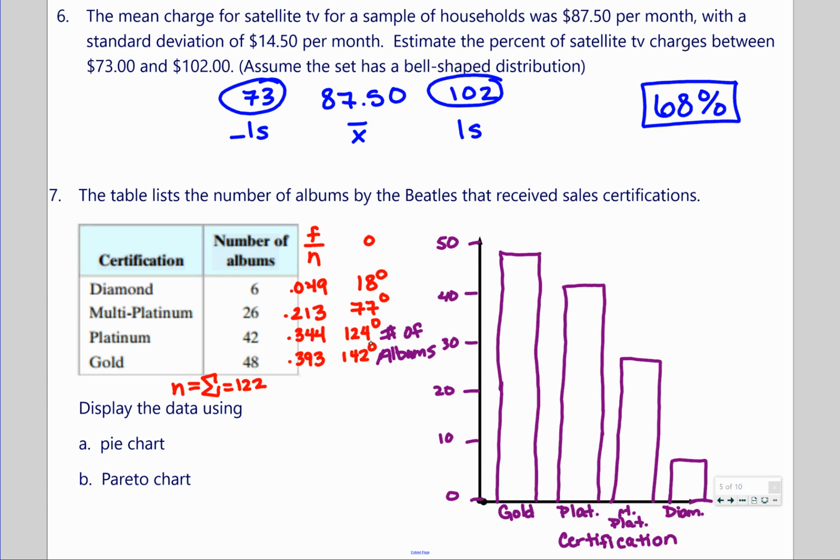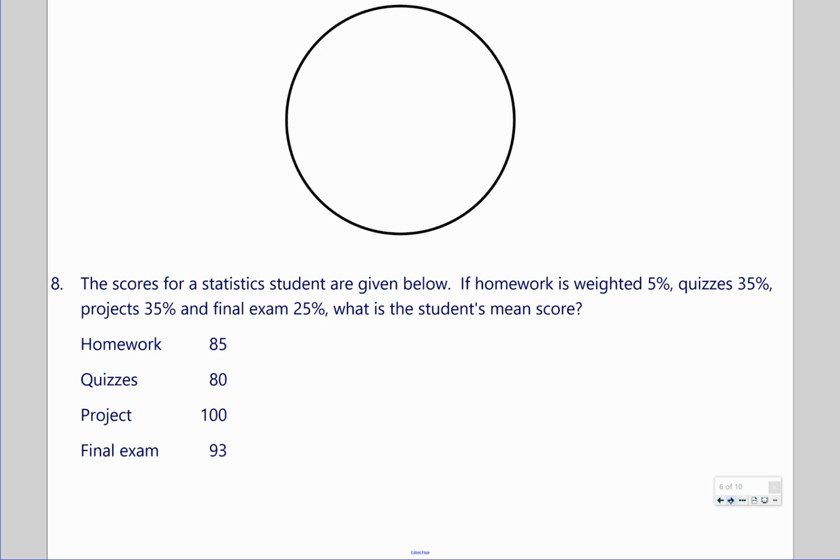Good there? All right, so now we're going to take those and create the pie chart. Yours is right below on your paper. I'm going to start with the biggest one. The biggest one was 142 degrees. How I like to start it is I'm just going to draw a horizontal line.